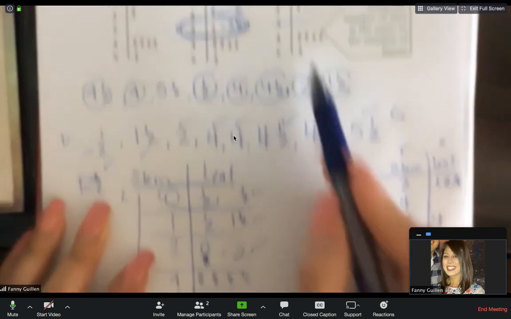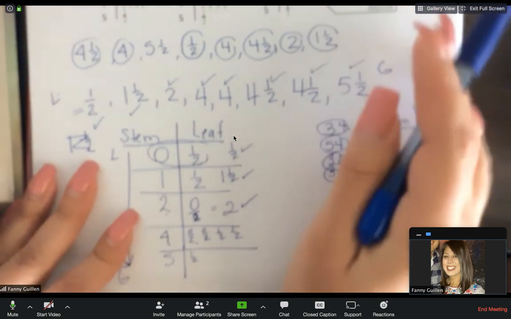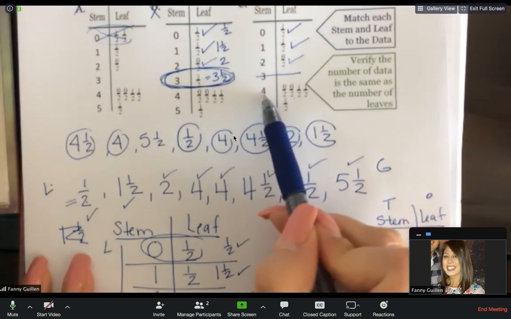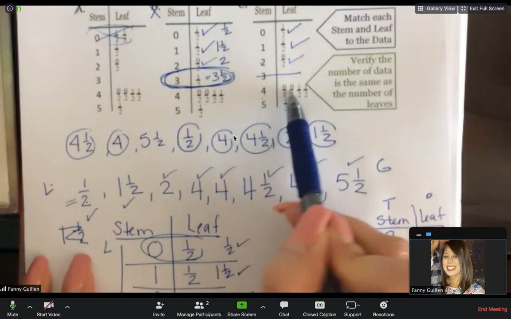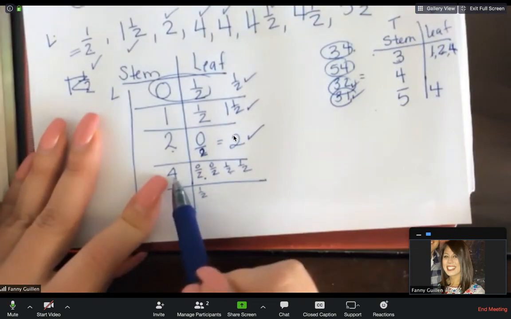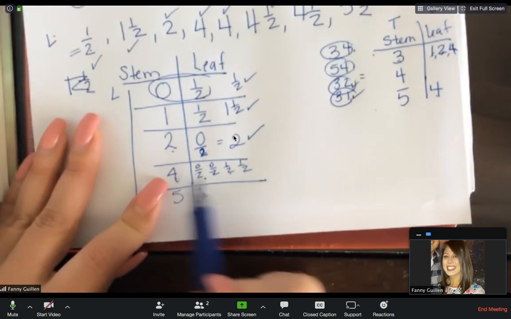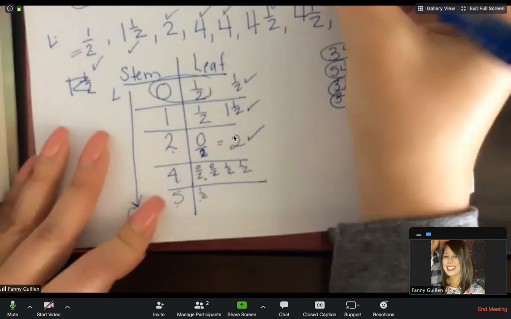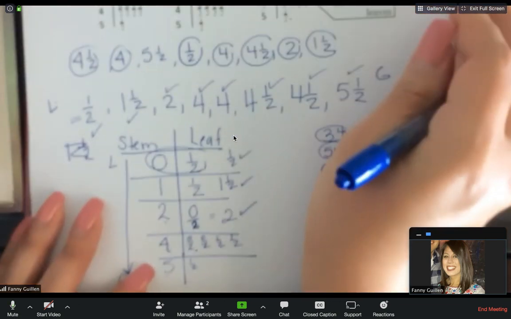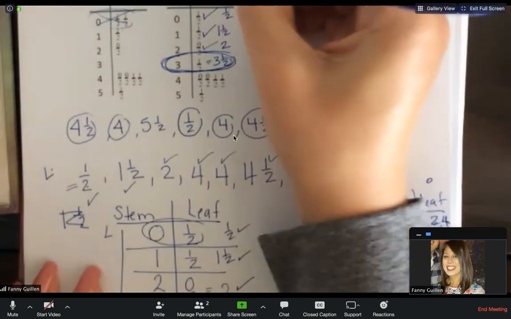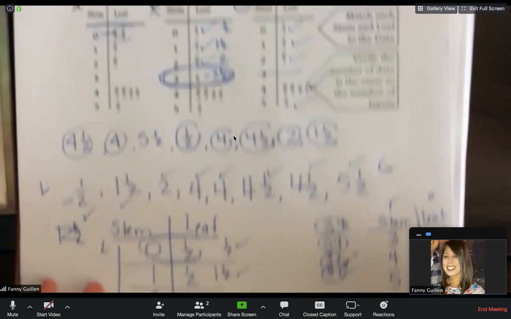So let's make sure that if this is our answer, even though it's the last one left, it makes sense. So I have 4, 4, 4, 4.5, 4.5. Let's see if that's true. I have a 4, 4, 4.5, 4.5. That's correct. And then I have a 5.5. That's correct. So my answer is C.